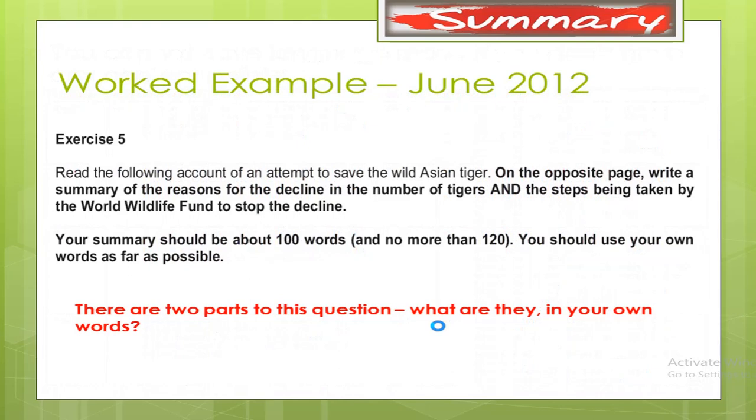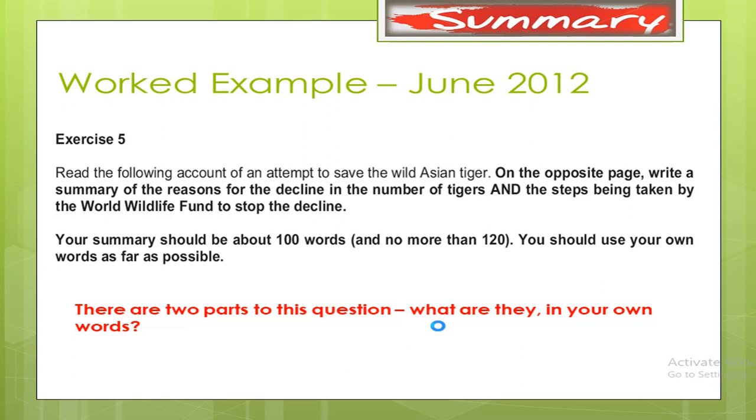Here we can see an example. Read the following account of an attempt to save the wild Asian tiger. On the opposite page, write a summary of the reason for the decline in the number of tigers and the steps being taken by the World Wildlife Fund to stop the decline. Your summary should be about 100 words and no more than 120. Should use your own words as much as possible.